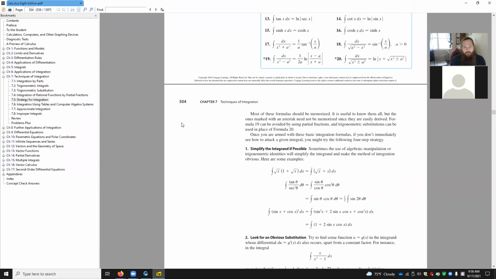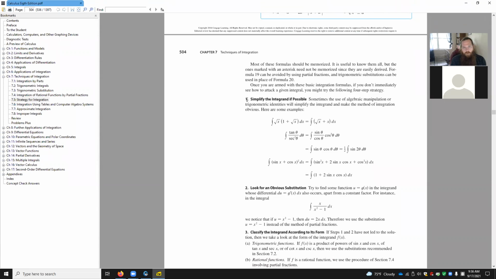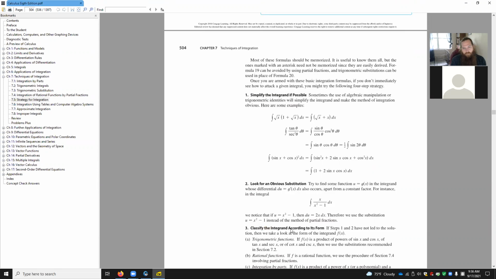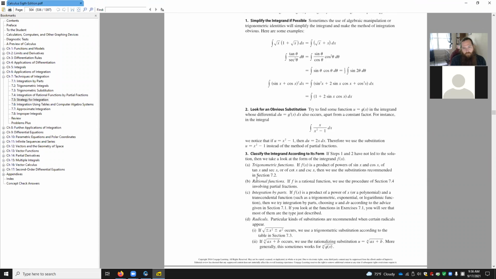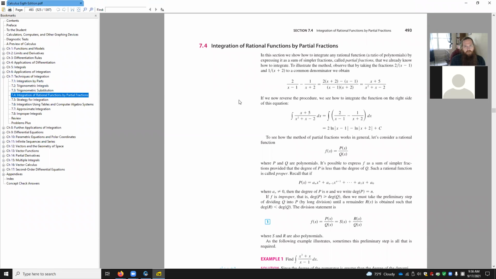You see the rest of it is just: what things should you try in what order? Simplify, look for an obvious substitution, and then decide whether you're looking at a trig integral, or something you should do partial fractions with, or something you should do integration by parts with, and so on. That's where we're going, and that's the last section we're going to talk about before the test. It serves as a really good review section for the test, but this is what we need to button up.